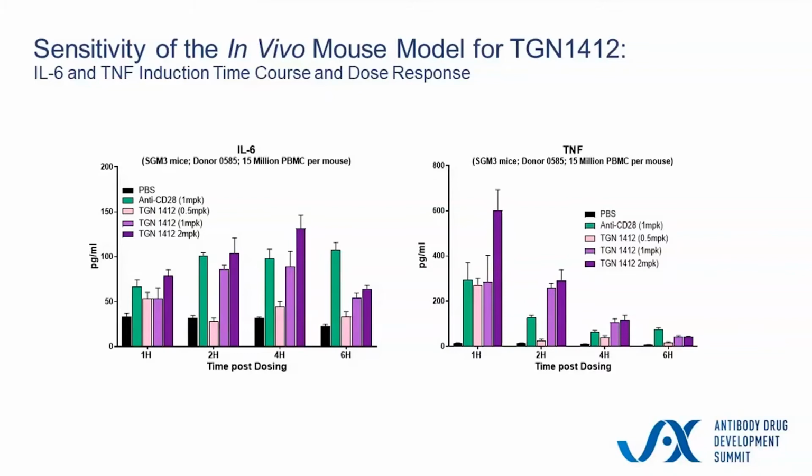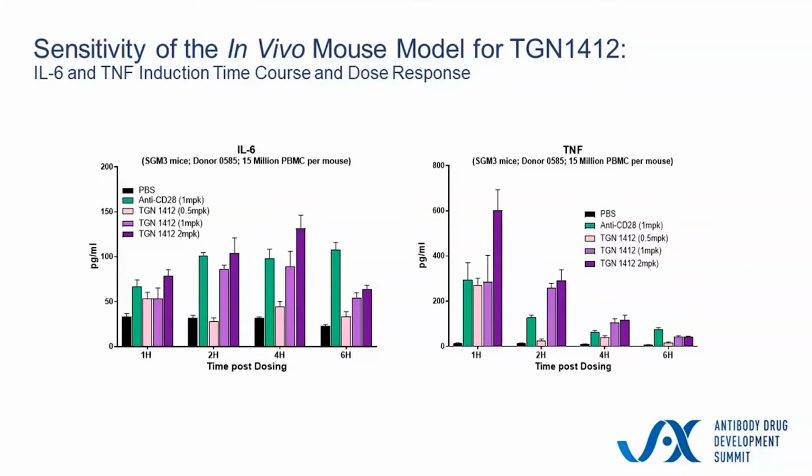We can also get a dose range with the drug itself. We have picograms per mil on the y-axis and time on the x-axis: 1 hour, 2 hours, 4 hours, and 6 hours. PBS is in black, anti-CD28 is in green, and the 3 different doses of TGN1412 are shown from pink to purple. As you can see, over time with this therapeutic, IL-6 is peaking around 4 hours post-treatment.